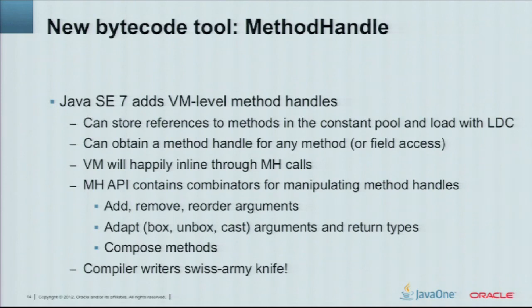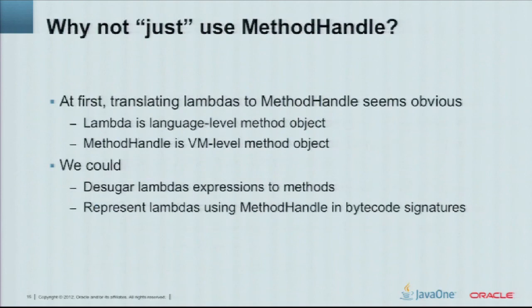these things. And the API for method handles contains ways of slicing and dicing them to insert arguments and remove arguments and adapt the arguments to box them or unbox them and compose methods. You can think of it as the compiler writer's Swiss Army knife. So this seems like an attractive way to represent lambdas. So let's give that one a try.